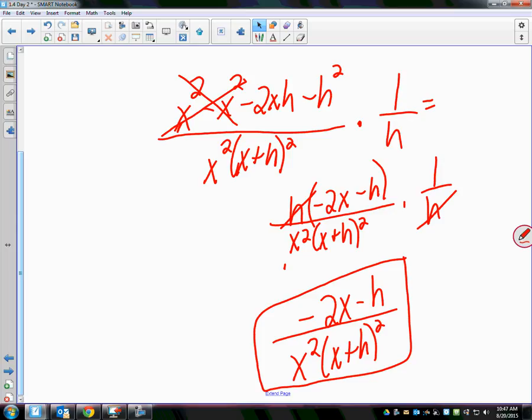Okay, so we got the radical part, multiplying by conjugates. We got the h stuff. Now we get some fractional exponent stuff, alright? So let's do one more.